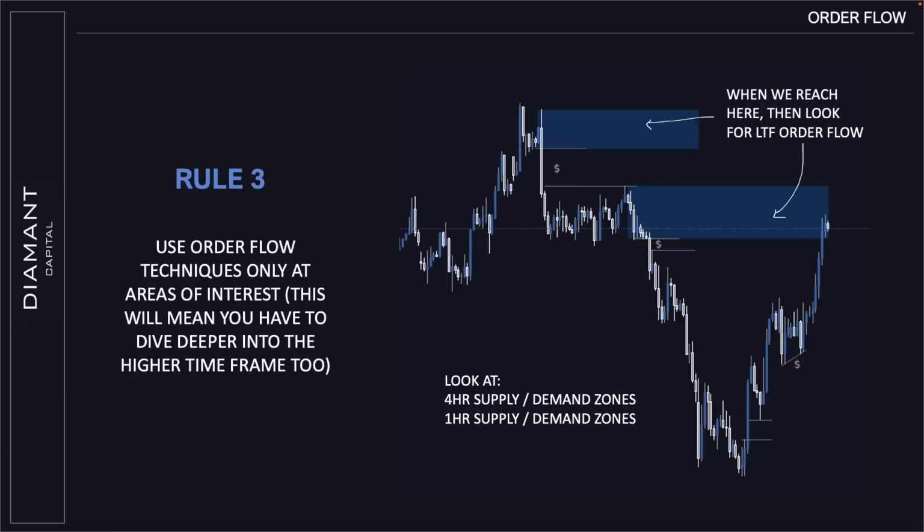use order flow techniques only at areas of interest. And the reason for this is because if you're looking for order flow at random points in the chart, let's just say, for example, within an area of expansion to the upside, but you're looking for order flow to the downside for some reason, it would make no sense because you need to get to some kind of supply. So if we're in a downtrend, you want to get to some kind of supply zone.